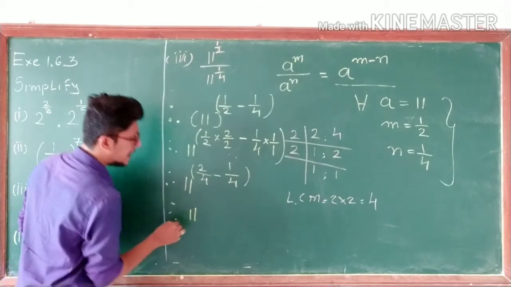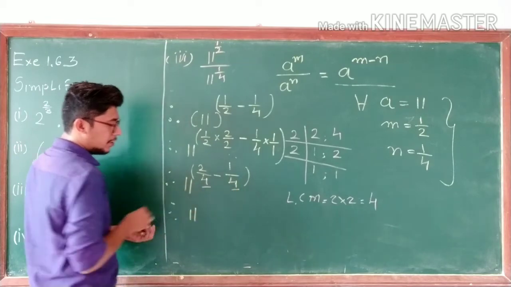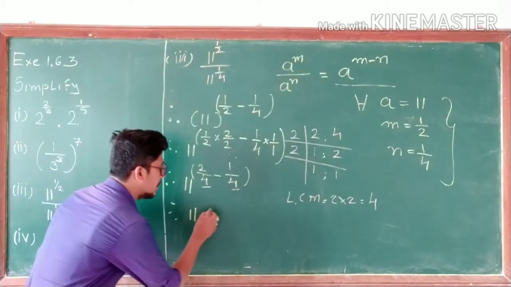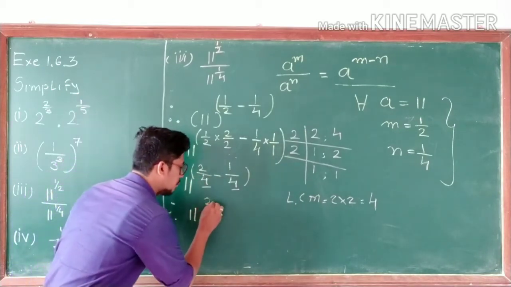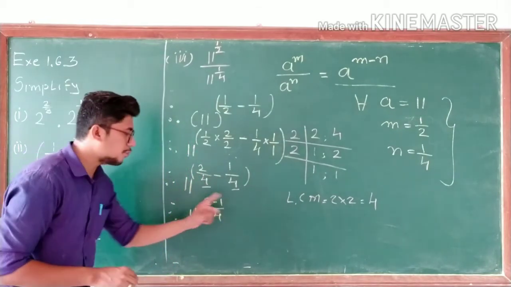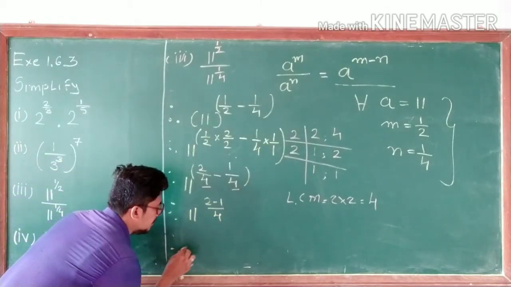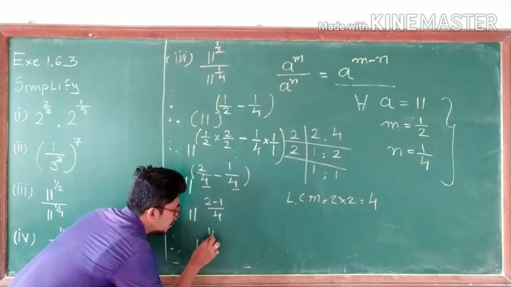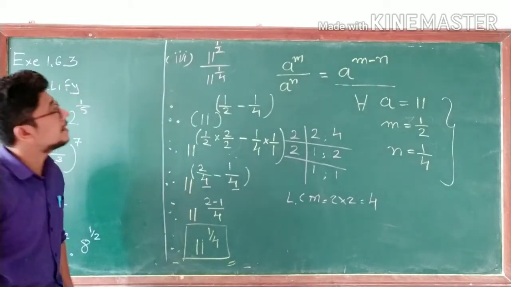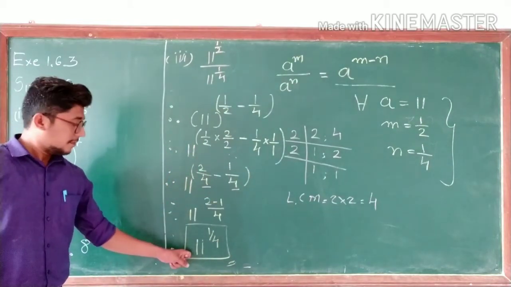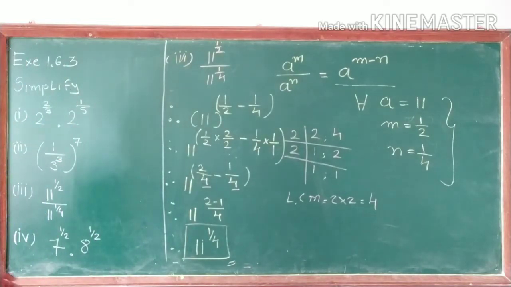Now 11 as it is, 4 and 4 bases are same, so we can write base as common. So 11, 4 as common base, 2 minus 1, 2 minus 1. So 2 minus 1 is 1, 1 upon 4. So the final answer will be 11 power 1 upon 4. It will be your final answer. Got it? Now we are moving on for fourth problem.